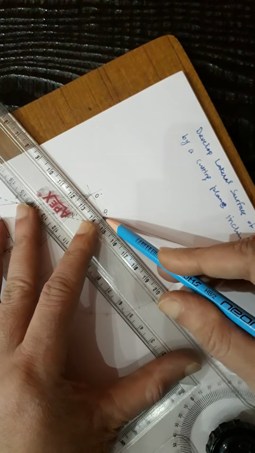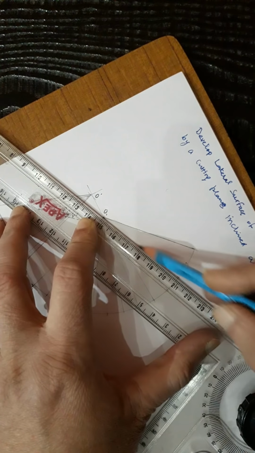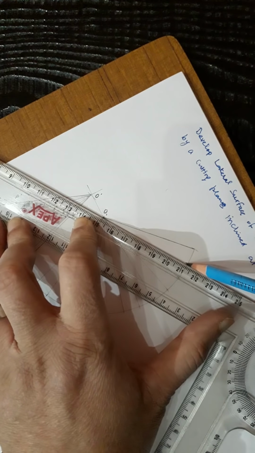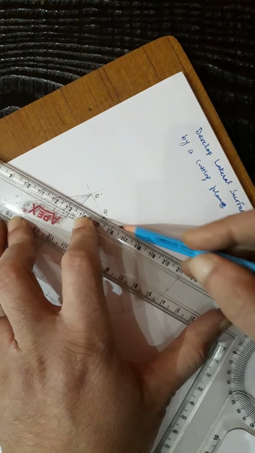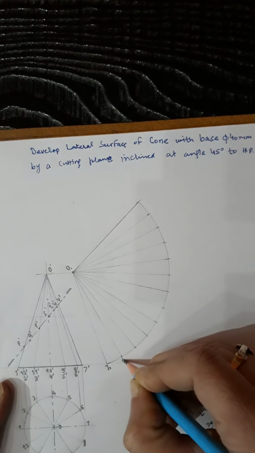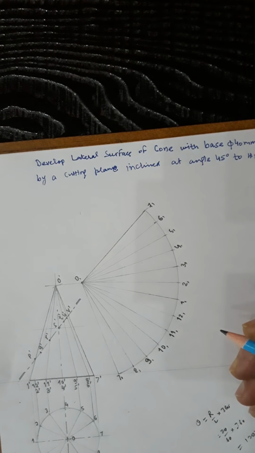You can take it 8 or 16, but preferably it should be 12. I am taking 12 because in that case the length of arc and length of chord will be the same. Now you can name it as 8-1, 7-1, 8-1, 9-1, and so on. Now I have named all these.